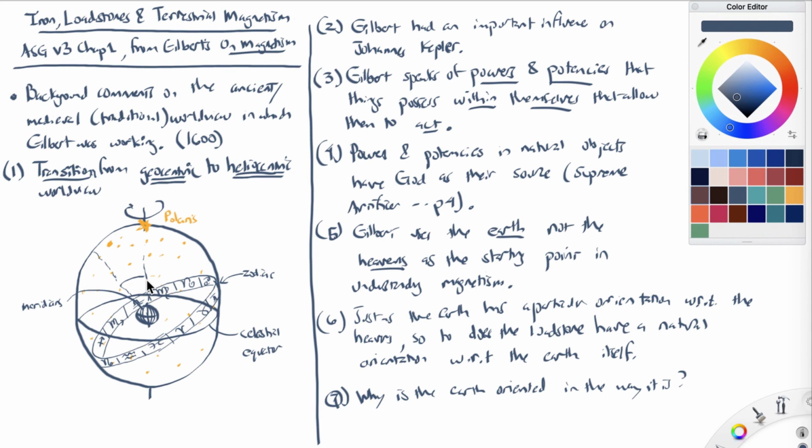Okay. Why don't we stop there, and we will pick up our discussion of Gilbert and his On the Magnet next time.